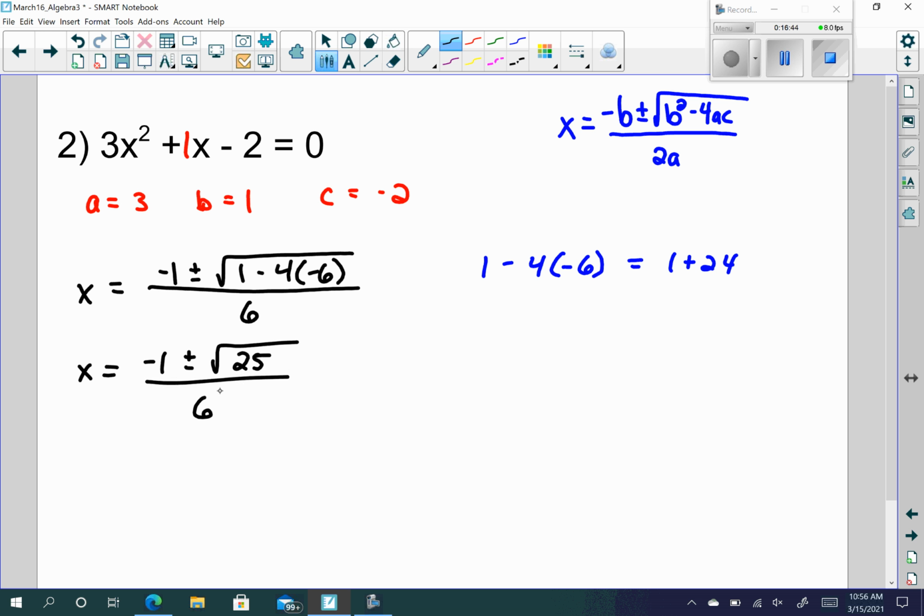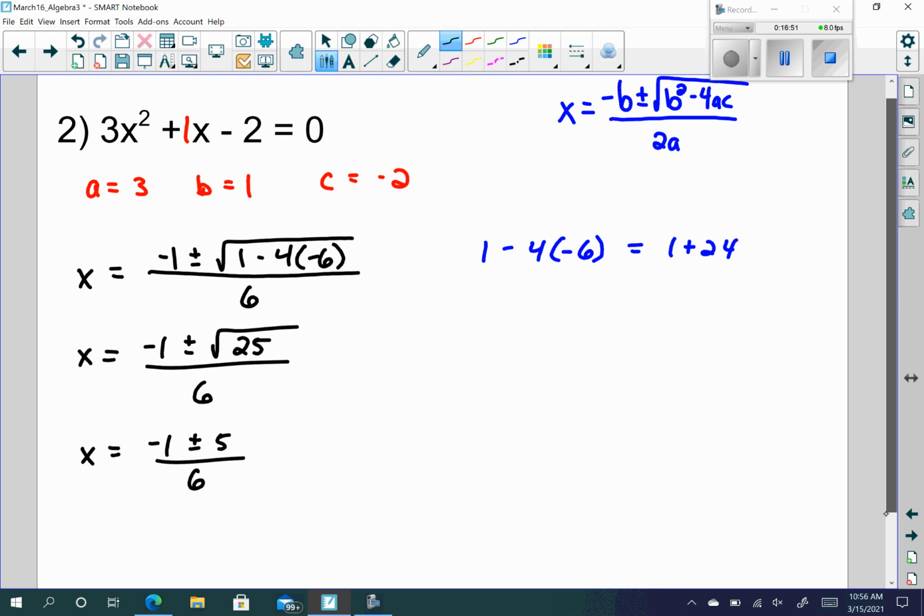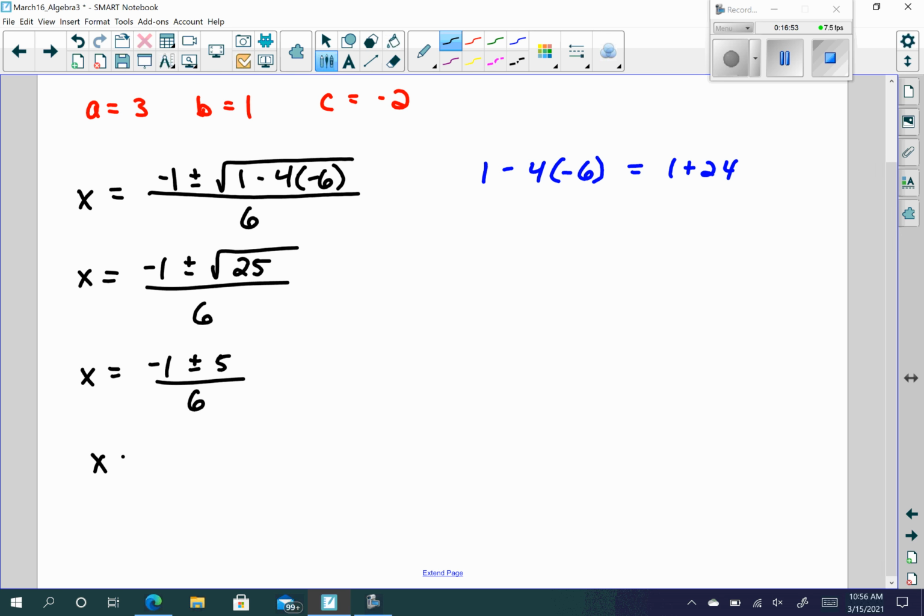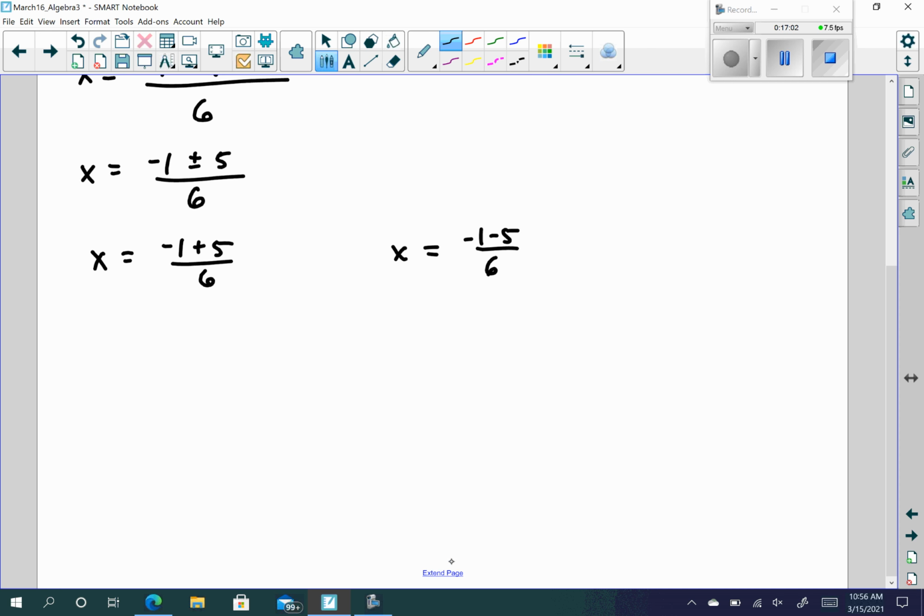Now because 25 is a perfect square, that tells us we can go further. We could take the square root of that. Now when the radicals go away, we want to continue. So this becomes negative 1 plus 5 over 6. We split this into 2, where x equals negative 1 minus 5 over 6. And we still continue. So we're going to get 4 over 6, which is 2/3. And then over here, we're going to get negative 6 over 6, which is negative 1. So our 2 solutions are negative 1 and then 2/3.